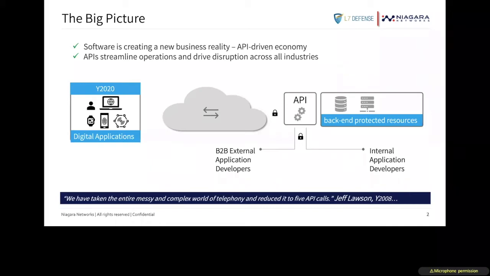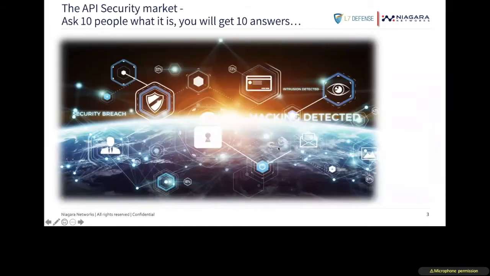And now let's move from the big picture and drill down to the API market and the challenges in detail. So Israel, go ahead. Yes, so here I want to move forward and talk about what API security is.